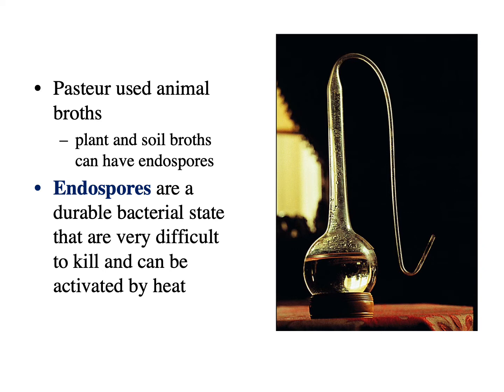Vegetables that are grown in soil have the potential for having endospores. These endospores, remember, are a protective, durable state of bacteria that they use to protect their genetic material. If he was to have used a broth that he had developed from vegetables that were grown in this type of soil, then bacteria might have been present, and when he heated it, they would have come back to life and it would have ruined his experiment. So it's great that he used animal broths for his experiments.